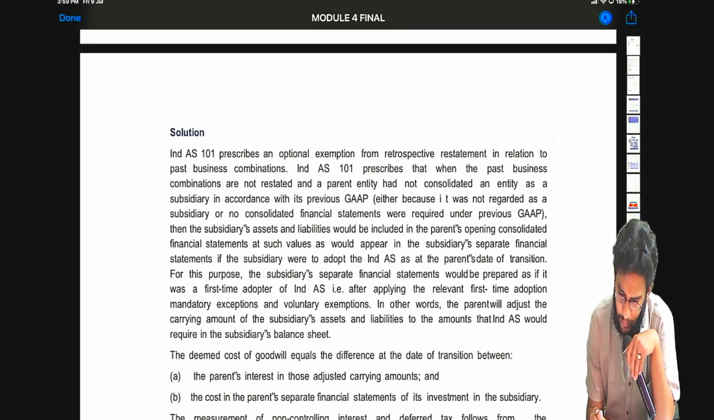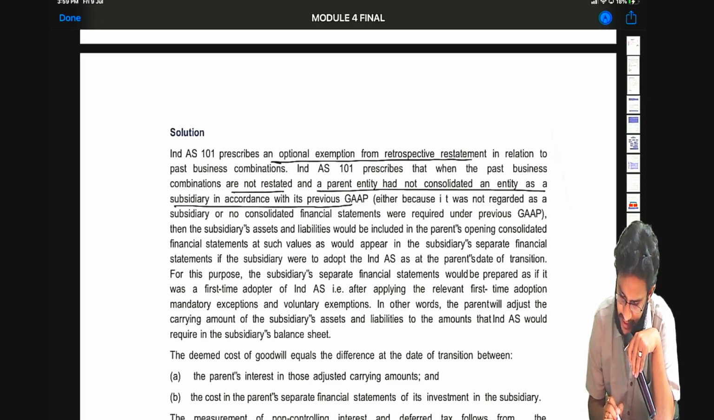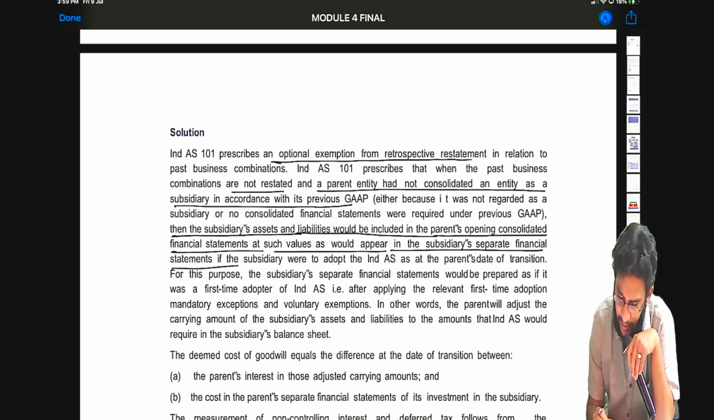Ind AS 101 prescribes an optional exemption from retrospective restatement in relation to past business combinations. Ind AS 101 prescribes that when the past business combinations are not restated and the parent entity had not consolidated an entity as subsidiary in accordance with previous GAAP, then the subsidiary's assets and liabilities would be included in the parent's opening consolidated financial statements at such values as would appear in the subsidiary's separate financial statements if the subsidiary were to adopt the Ind AS at the parent's date of transition.